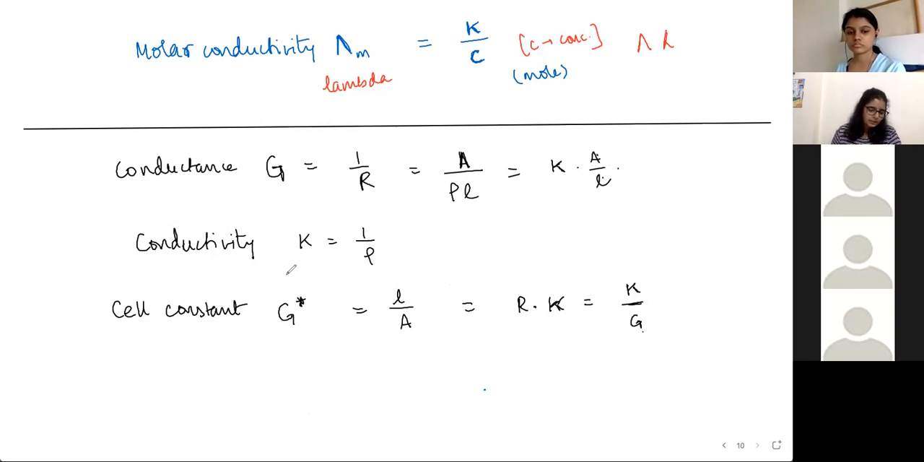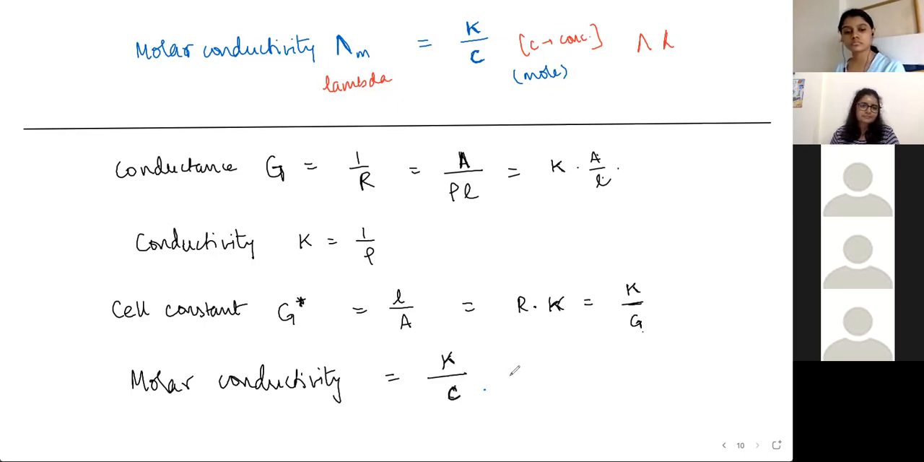Then we spoke about molar conductivity. That is conductivity per unit mole, and mole means concentration. This is represented by lambda m. The m represents the fact that it's for 1 mole; molar conductivity is lambda. So these are the major ones. Yes, ma'am, got it.